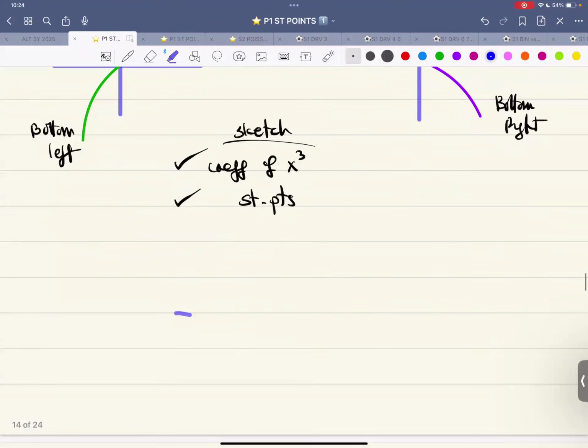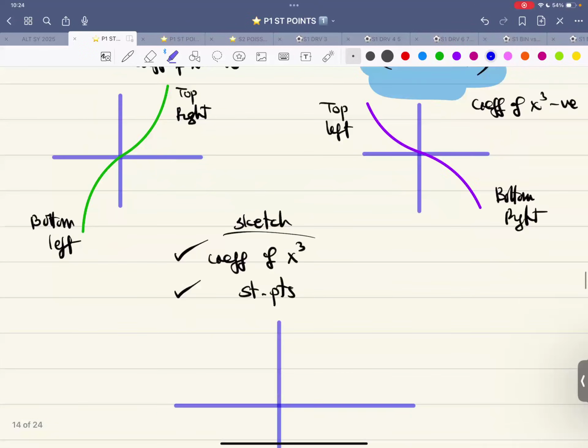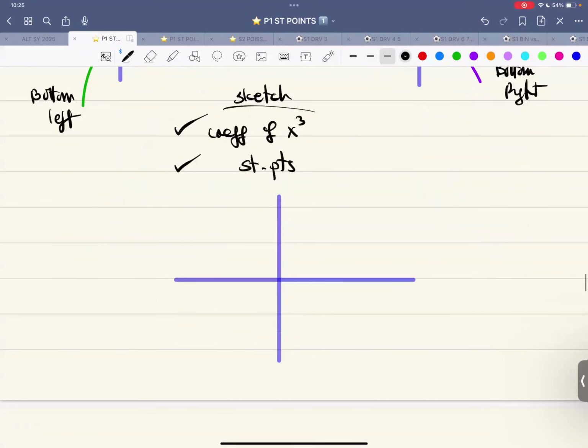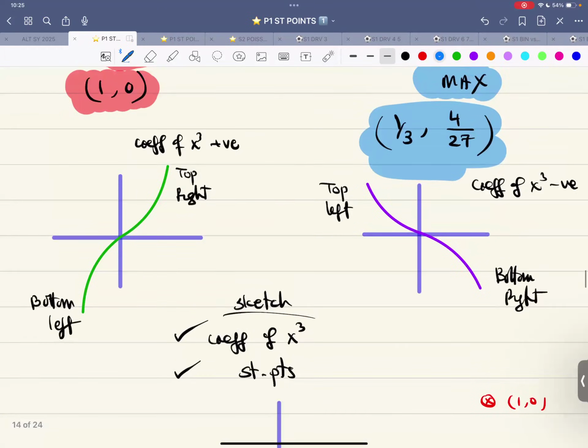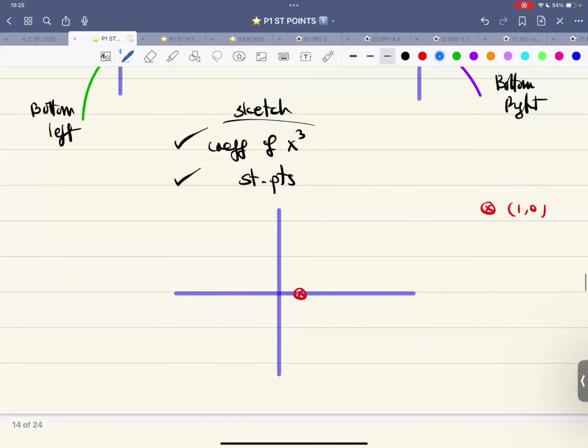So let me draw the x-axis. Let me draw the y-axis. The first stationary point is 1, 0. So there is one stationary point, which is this, which is 1, 0. And the other stationary point is this, which is 1/3, 4 over 27, very close by. So the other one is 1/3, 4 over 27.